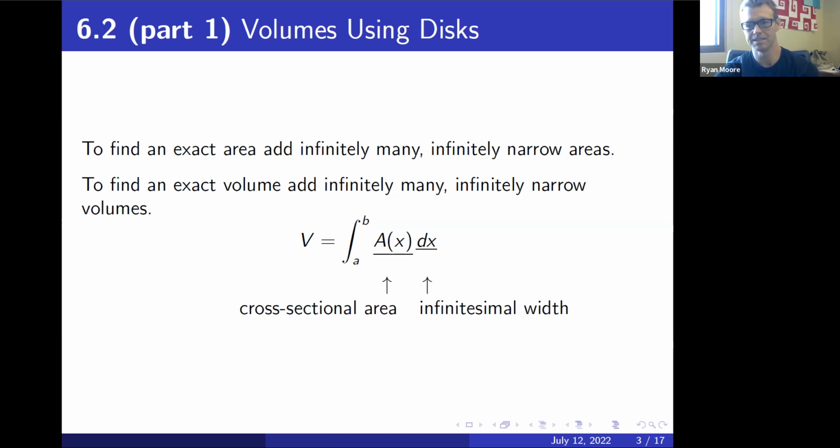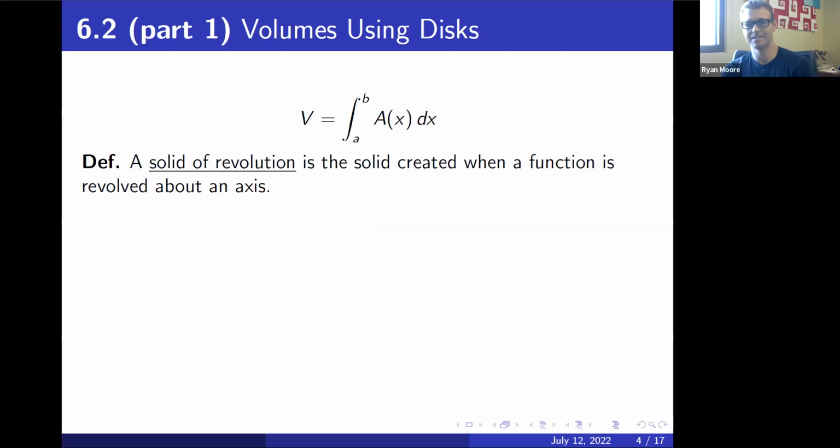Okay, let's apply this section. This formula you see is the general volume integral formula. We're going to see that again in 6.2 part 2. But here in part 1, we look specifically at what we call a solid of revolution. A solid of revolution is the solid created when a function is revolved about an axis. It turns out solids of revolution are simpler than volumes in general, which could be anything. So we'll start with the solid of revolution.